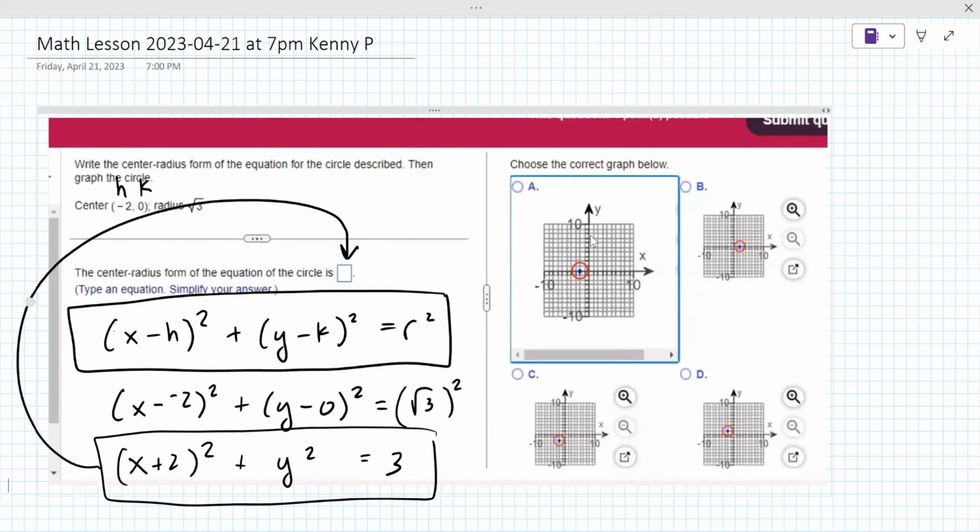And then you've actually already chosen the correct graph. It's over at minus 2, 0, and that's the only one that starts there of the 4. So you just want to find that center on the graph, and then the square root of 3 is how much up, down, left, and right it is from there. Okay, I'm gonna put that then.